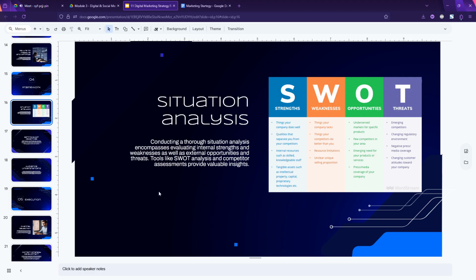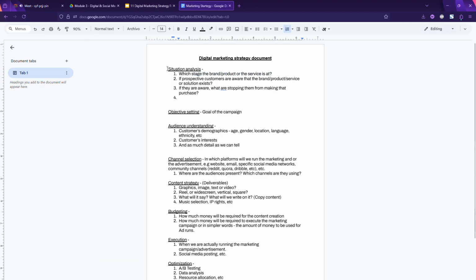So conducting a thorough situation analysis encompasses evaluating internal strengths and weaknesses, as well as external opportunities and threats. When we are doing situation analysis, like I said, for different companies the names might change. So in certain companies, it might be SWOT.